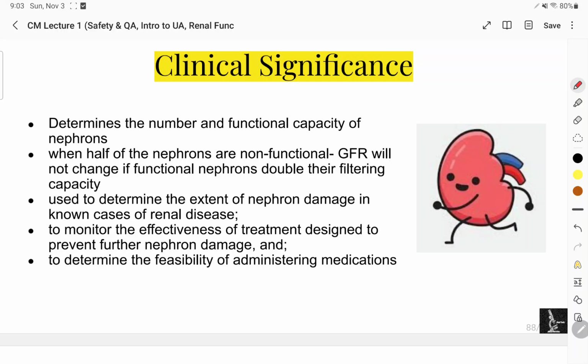There are certain medications that can affect the functionality of the kidney. They can damage our kidneys.